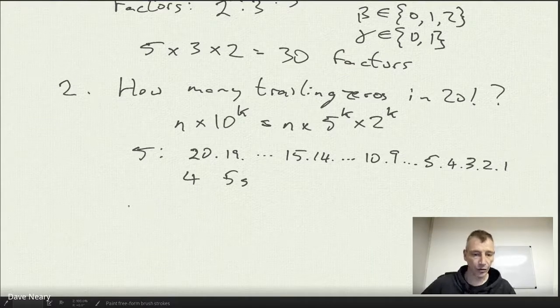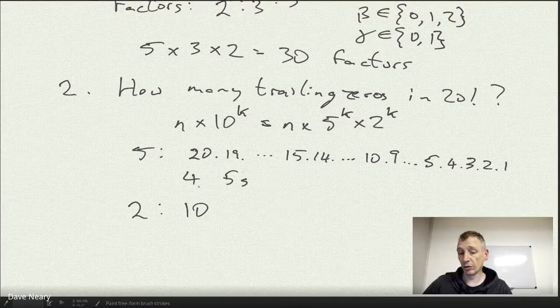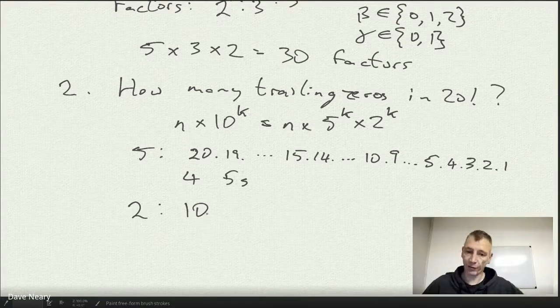Okay, for 2, it's a little bit trickier. In fact, we could just say, well, every even number is divisible by 2, so at least 10 even numbers are going to be divisible by 2. And we could stop here. We could say we've got at least 10 2s. We've only got 4 5s, so we know we're going to have enough 2s to cover all of the 5s to make 10s. But let's keep going, right?